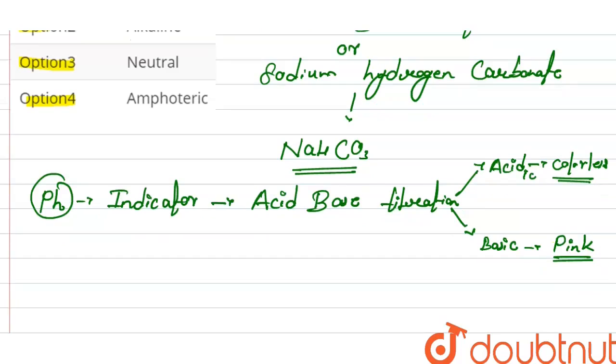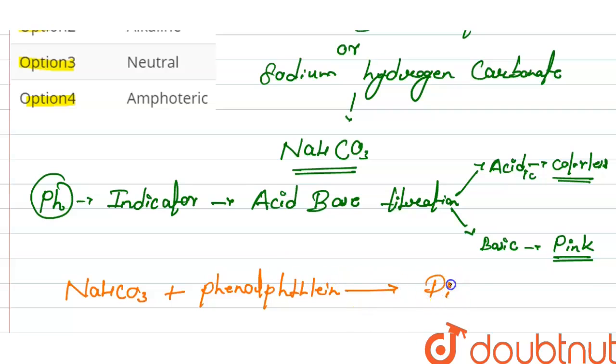So now we have to check on the basis of the pH indicator. We know that when phenolphthalein paper is dipped in NaHCO3, it changes into pink color, which means our aqueous solution is basic in nature.